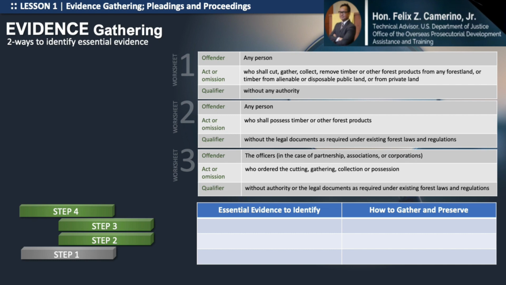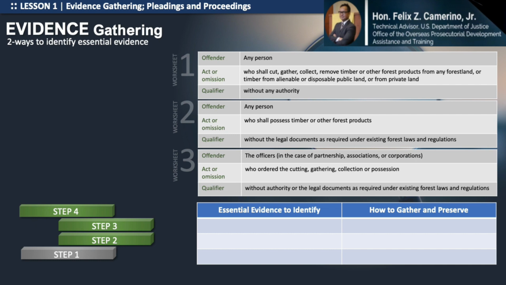we're just going to base it on the elements of the offenses. All right, so we're going to base it on these 3 circumstances, these three worksheets that represent the different punishable acts under this provision of law. All right, so on the first step, step 2, the objective is to identify essential evidence.